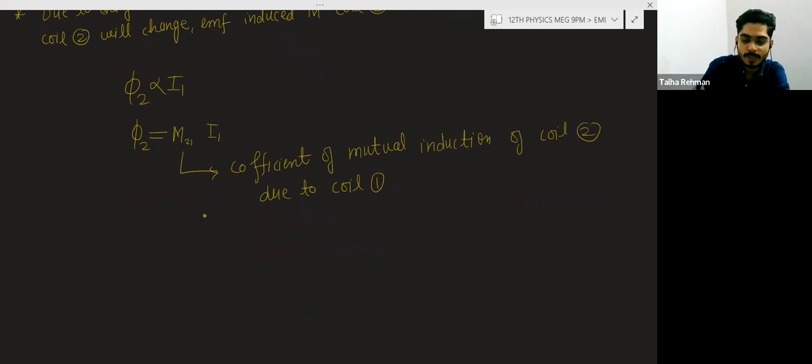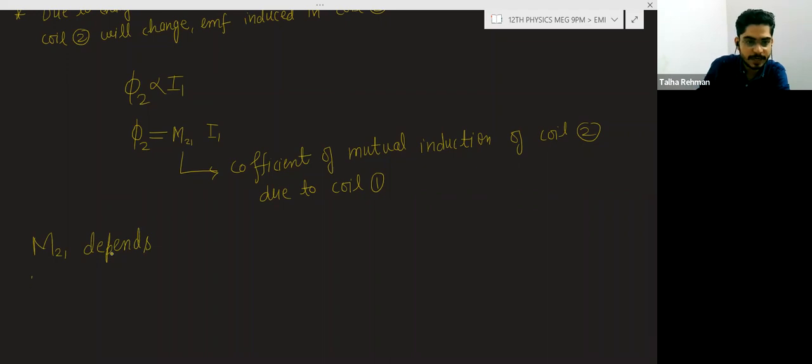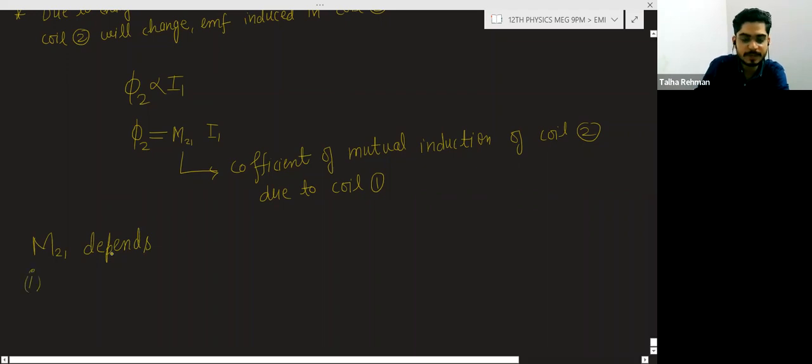Okay, so now this M21 depends upon a certain number of things. Practically, it is found that this coefficient of mutual induction depends on a number of things. Number one, it depends upon the separation between the coils.